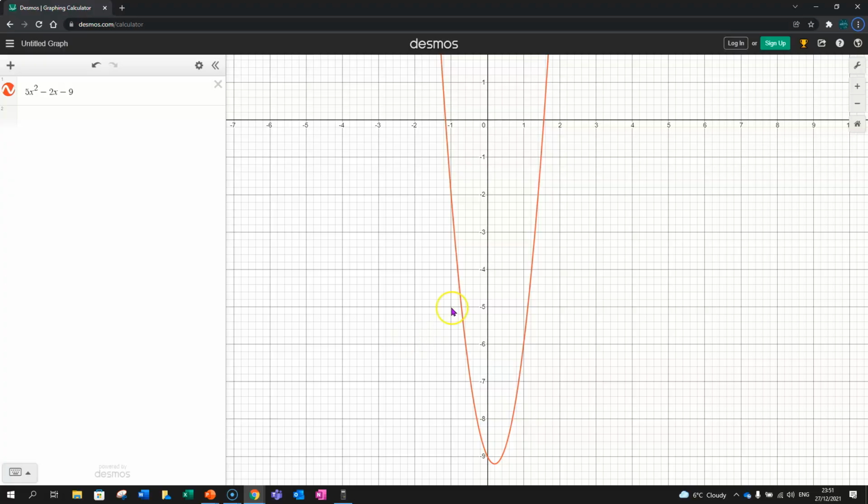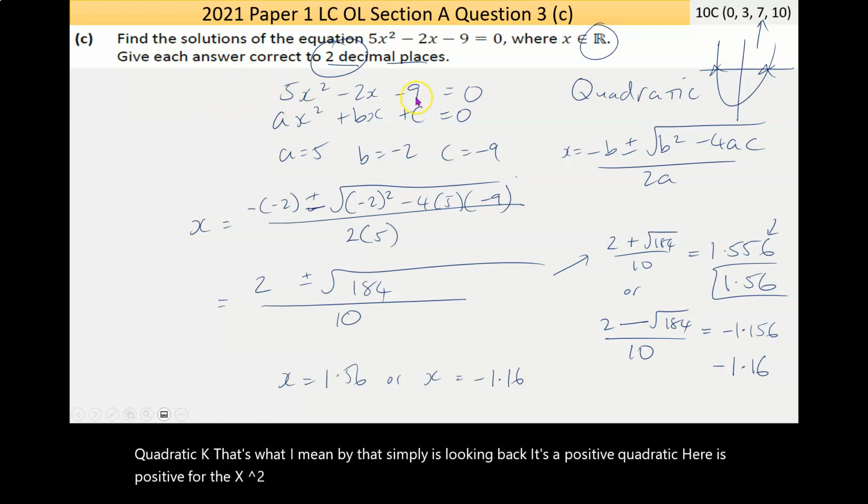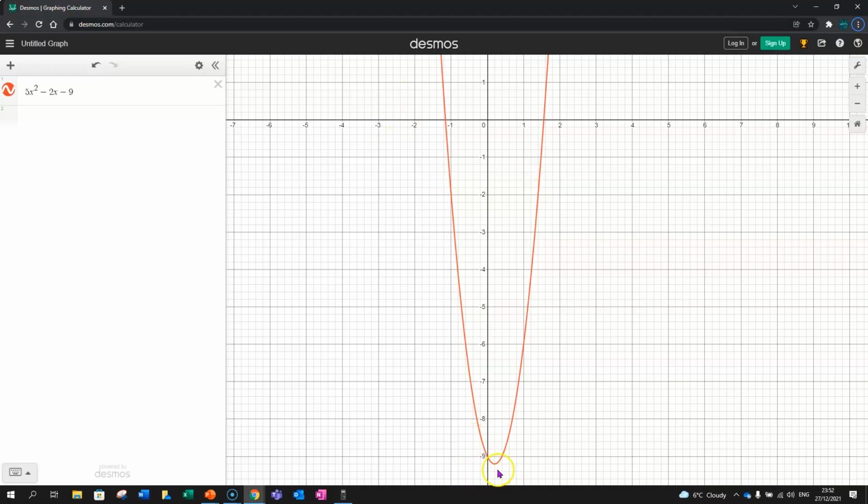I just paused the video and thought I could actually graph that. I know we're not being asked to do that in this particular question, but no harm. You see there that it's a positive quadratic. What I mean by that simply is, looking back, it's a positive on the x squared. The last number crosses the y-axis at that number, which is negative 9, although that's not really relevant here. What we're actually finding are these two numbers, the points where it crosses the x-axis.